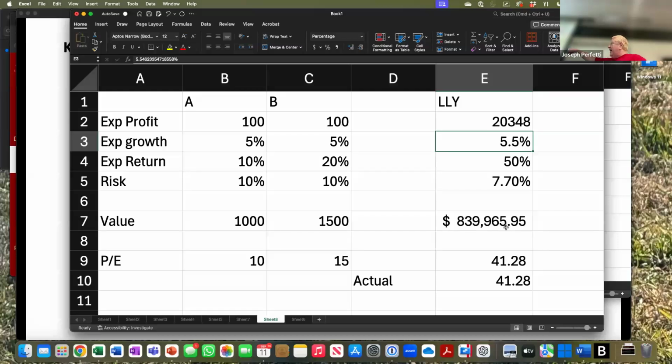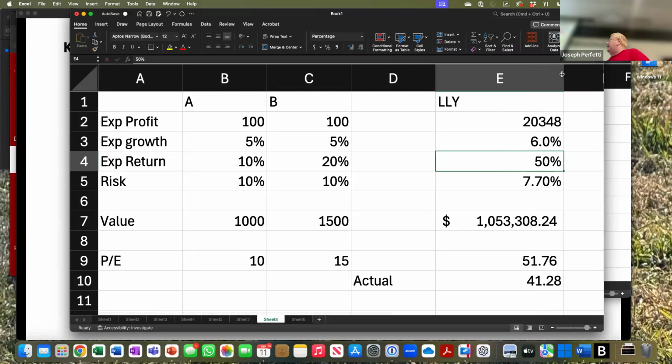And when these things change, 5.5% becomes 6%. Then they go over $1 trillion worth of value and their PE goes to 52. So as we change the key value drivers, we're going to see what the impact on value is going to be, and on share price.